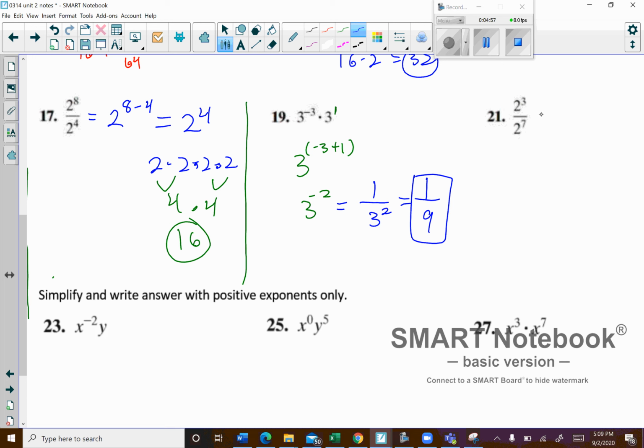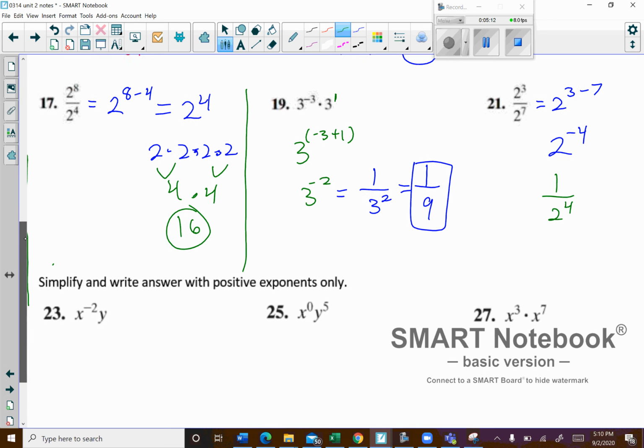Okay, on 21, I'm going to have 2 to the 3 minus 7, right? Quotient rule going on here. So I get 2 to the negative 4 power. And then I'll go ahead and take the reciprocal to get a positive power of 4 on bottom.